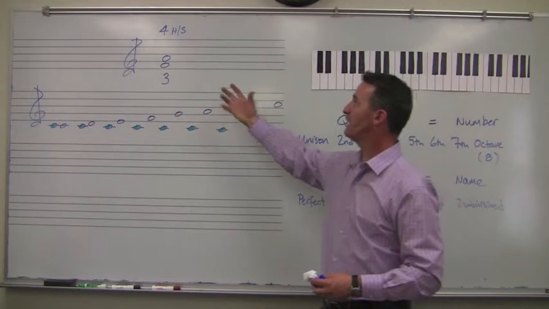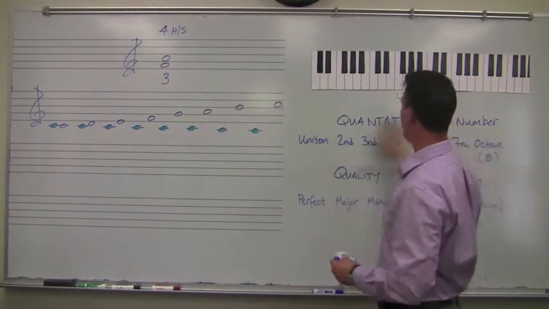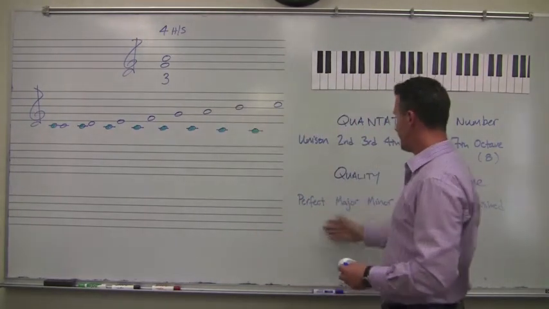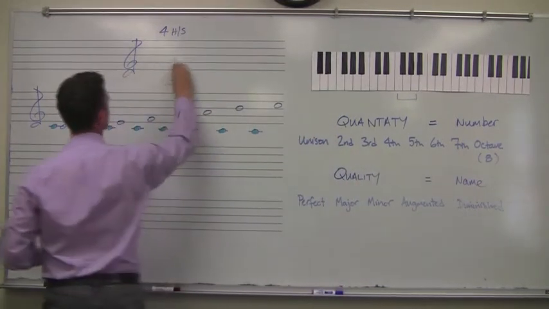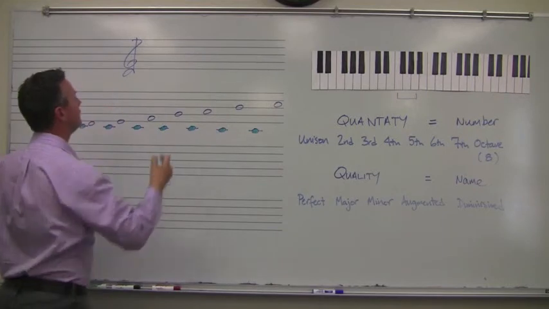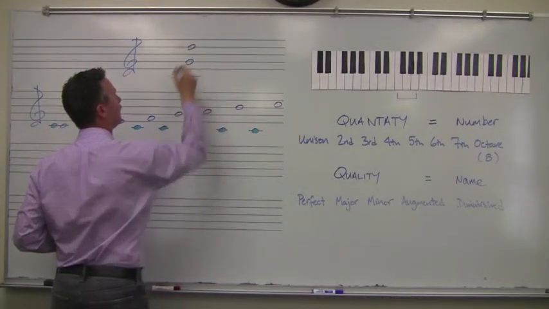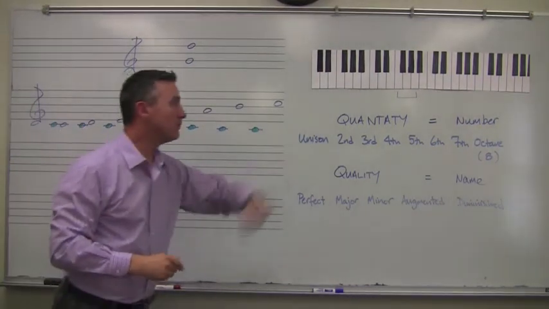There are the number of lines and spaces involved in the interval. That gives us a number. And then there are the number of half steps, which is ultimately going to give us a quality, but I'm going to have to explain that to you in a moment. Let's just make sure we understand that. Let's do one more to make sure we understand it. Here I'll start on the note G and I'll go to the note D. What is the number of that interval?